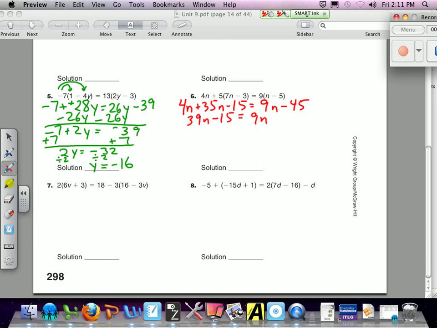I'm recording. Are you talking to me or are you talking to... I'm recording. Oh, I'm... 30n minus 15 equals negative 45. I'll pause it when I'm done with this problem.